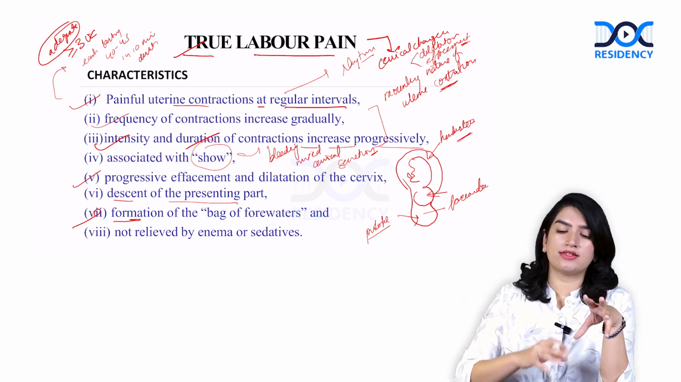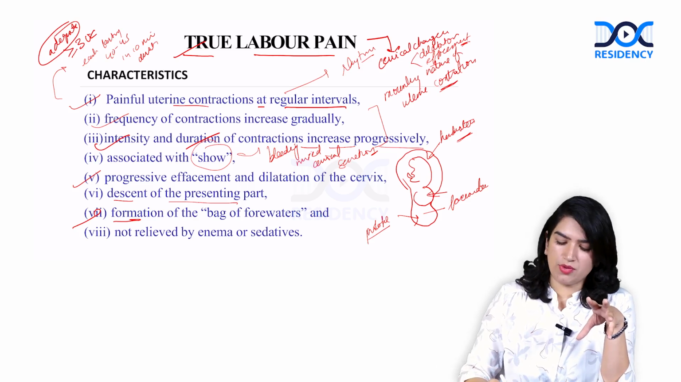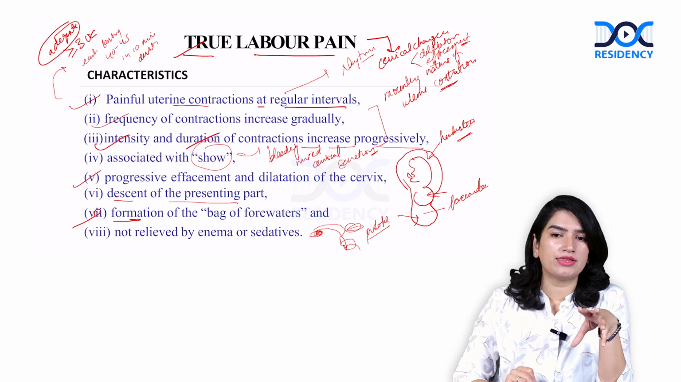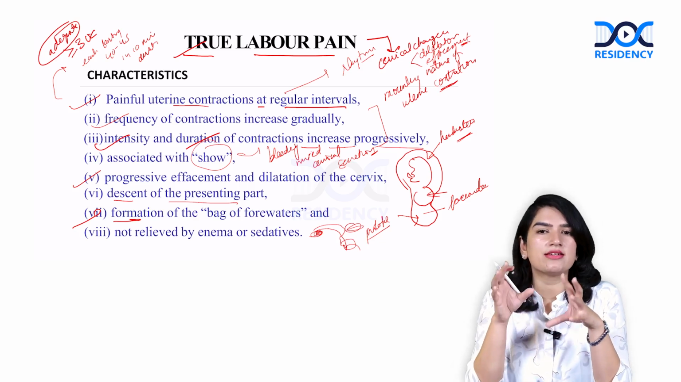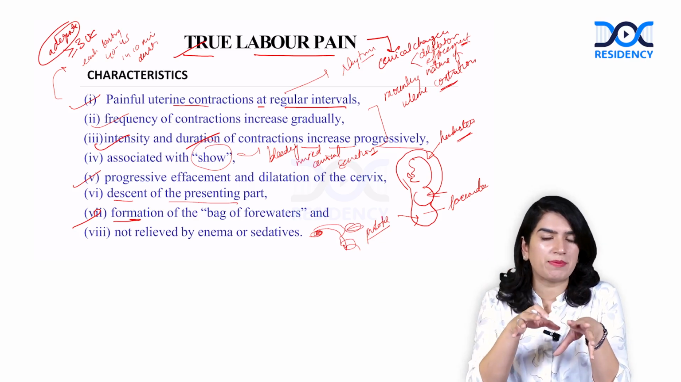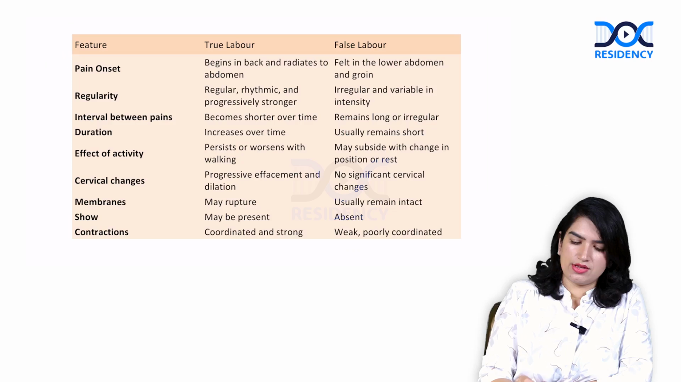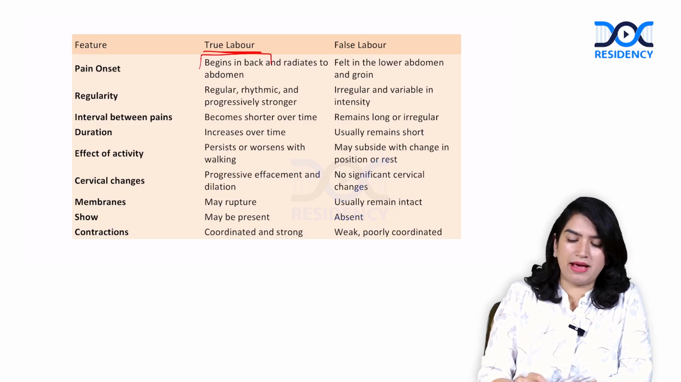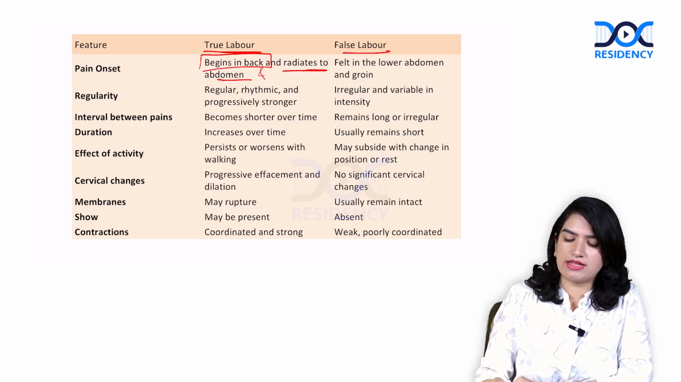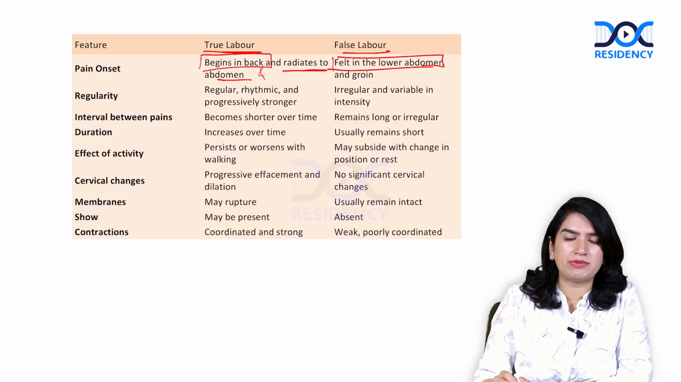If you look at the distribution, so you have pain starting in the back, and this progresses to the front, involving the groin, the lower abdomen, and even the thighs. So the characteristic distribution of the pain also tells you whether it is false labor pain or true labor pain. So true labor begins in the back and it radiates to the abdomen and the thighs, whereas false labor is felt only in the lower abdomen and the groin.